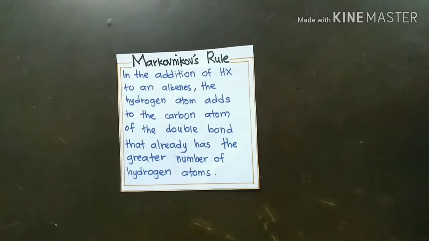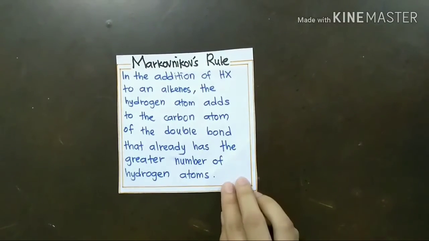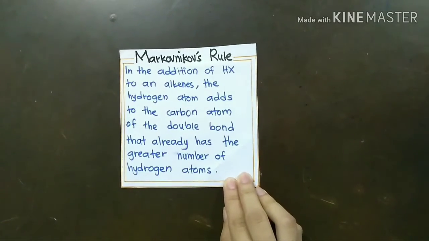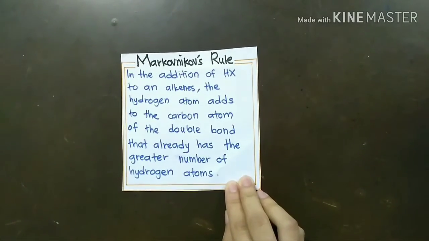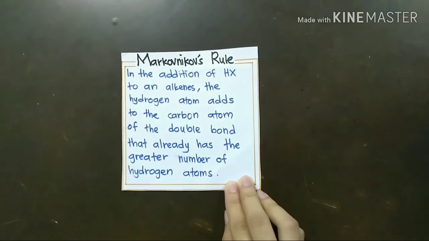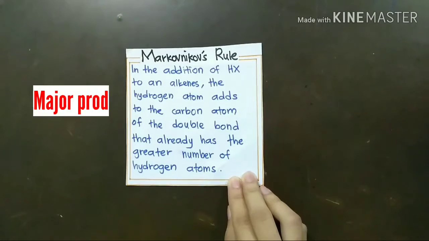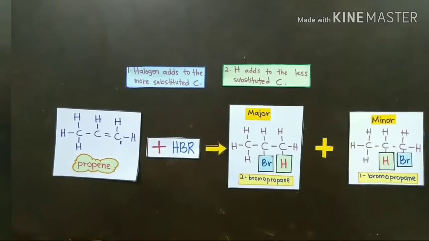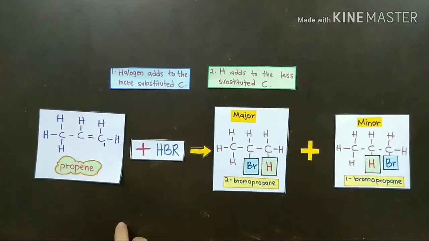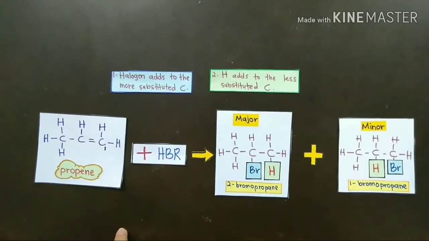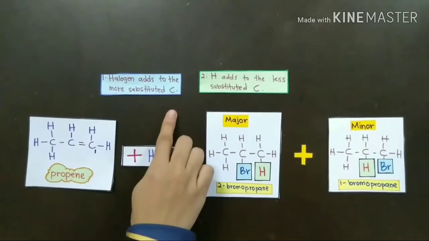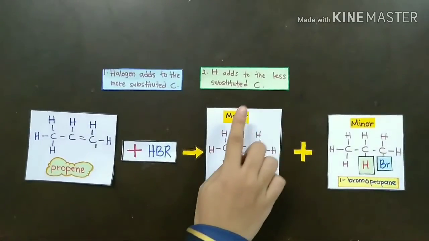Markovnikov rule is that in the addition of HX to an alkene, the hydrogen atom adds to the carbon atom of the double bond that already has the greater number of hydrogen atoms. Another function of Markovnikov rule is to determine which product is major or minor. Add the example first. Okay, to make you understand and easily recognize the Markovnikov rule, you need to understand that the halogen adds to the more substituted carbon and hydrogen adds to the less substituted carbon.